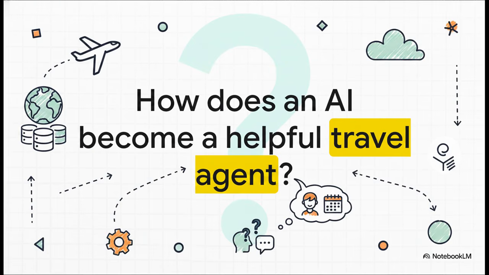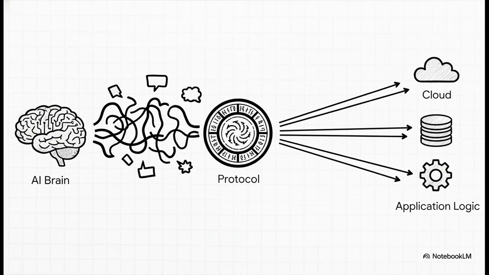I mean, really think about it for a second. An AI model is brilliant with words and ideas, but how does it actually book a flight or check a database or even just ask you a simple question and remember what you said? How does it make that incredible leap from a brain in a box to a truly helpful assistant? Well, the answer is actually surprisingly simple, but it's also incredibly powerful.